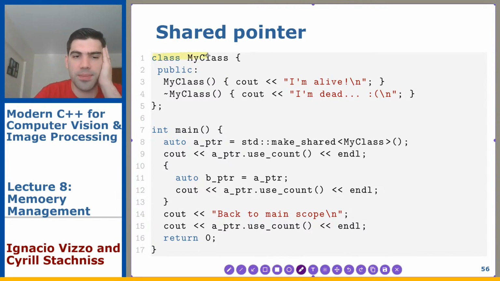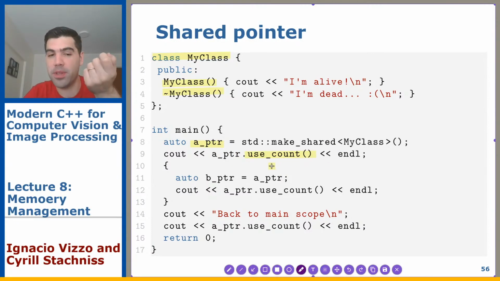So we have one class, and then you have one constructor and one destructor. We will allocate this on the heap memory through a pointer. So we have a pointer, and then you will make shared, and then you will call my class and the default constructor. So this will allocate memory in the heap. And then this shared pointer has this use count method, so you can actually see how many are accessing.